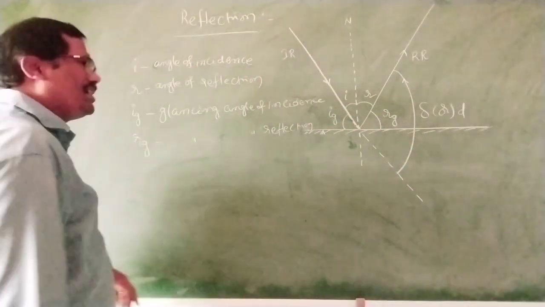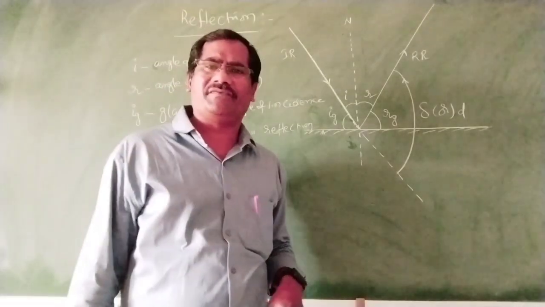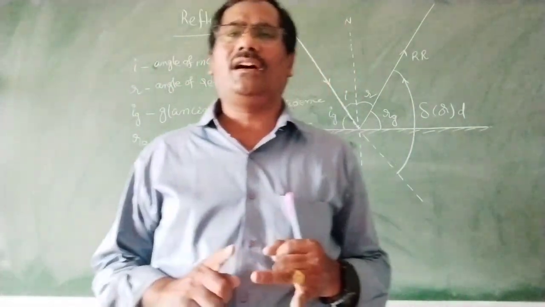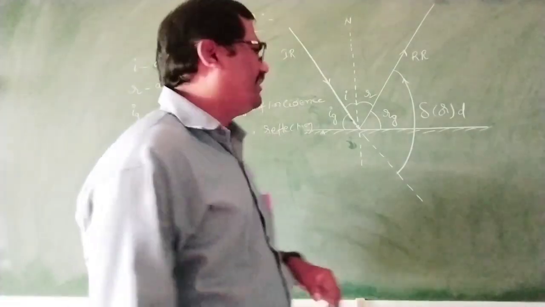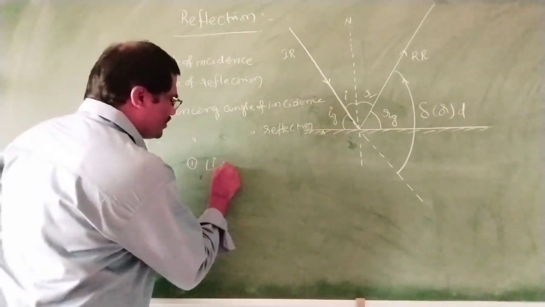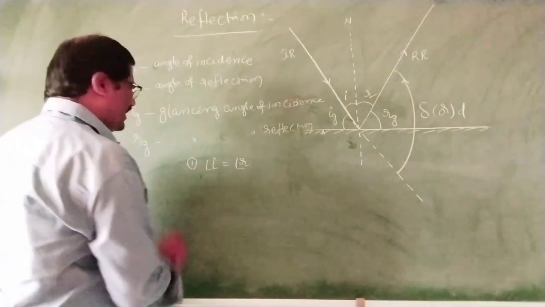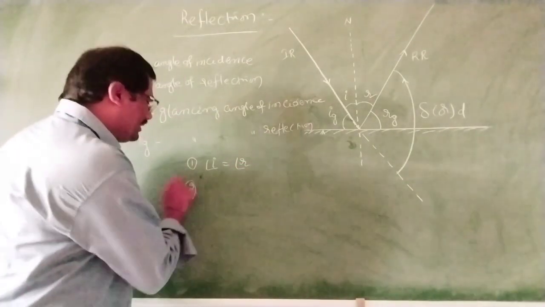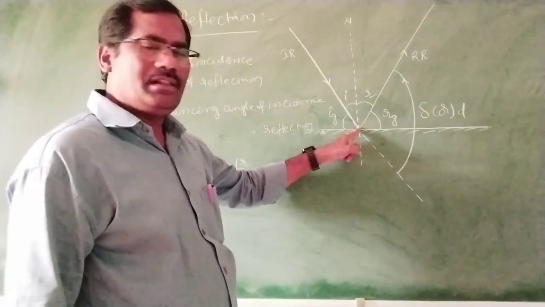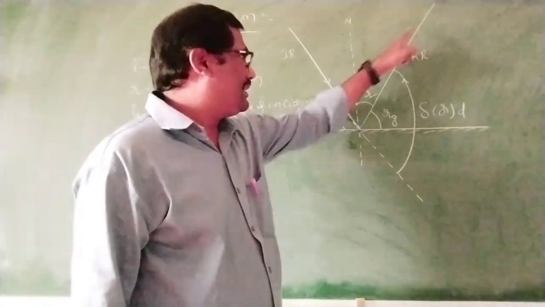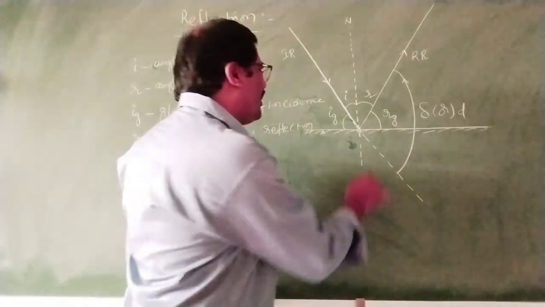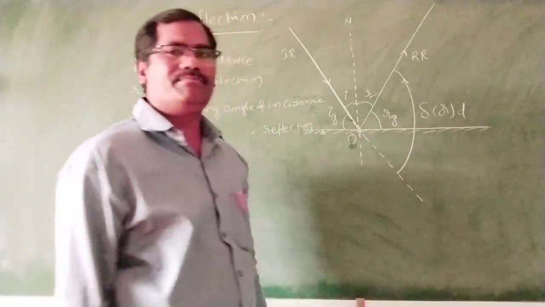Now, let us discuss the laws of reflection. What are the laws of reflection? First rule: the angle of incidence is equal to the angle of reflection. Second: the incident ray, normal, reflected ray and the point of incidence all lie in the same plane.